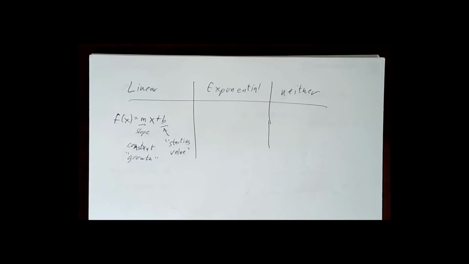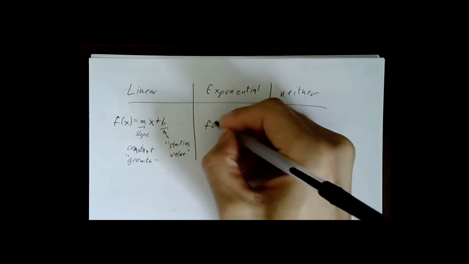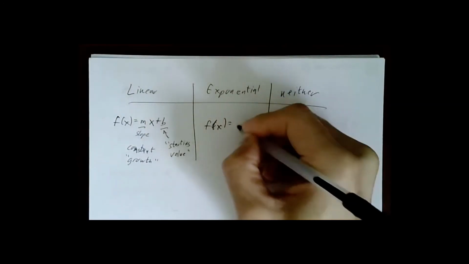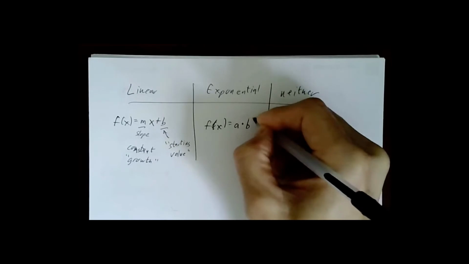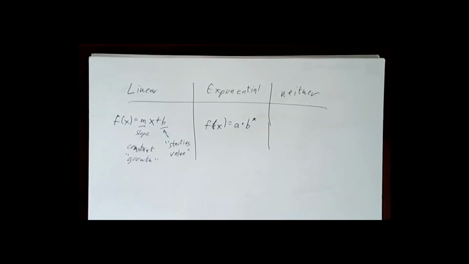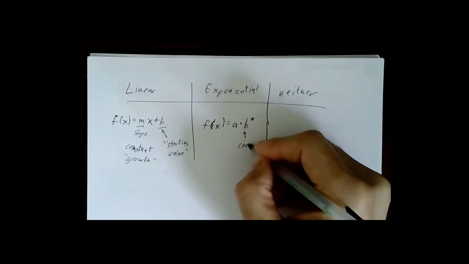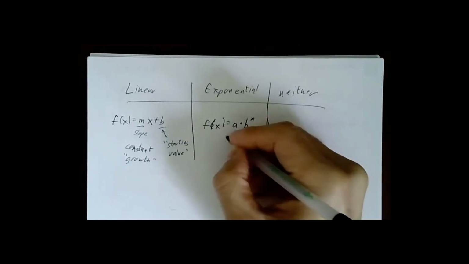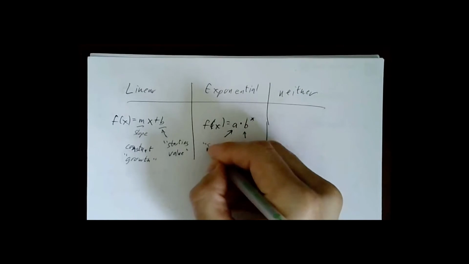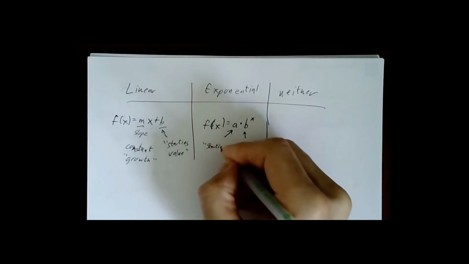And again, I put that in quotation marks because sometimes we don't actually start at 0 time. Exponential, on the other hand, is something that has a common multiplication. And the way these functions are written is like this: f of x equals a times b to the x power. If you notice, the variable is up here. This right here is our constant ratio, and this right here is our starting value. And again, I'm putting that in quotation marks.